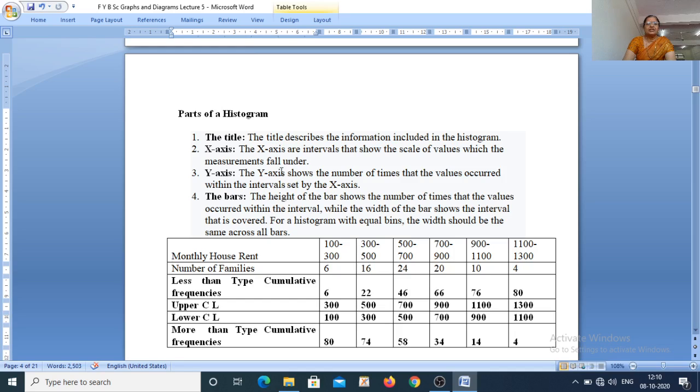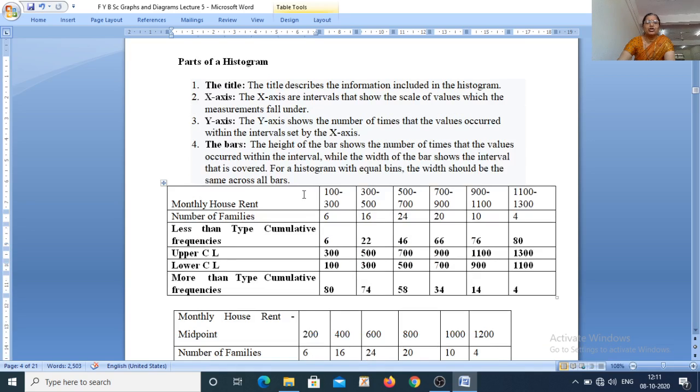Further, on the x-axis, we generally consider the place or time, such things, or temperature. Those are the independent variables taken on the x-axis, and the dependent variable is generally taken on the y-axis. Further, the height of the bars is proportional to either frequency or frequency density, and generally we draw the bars as rectangles.